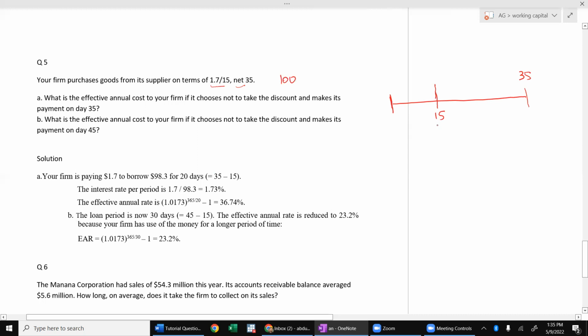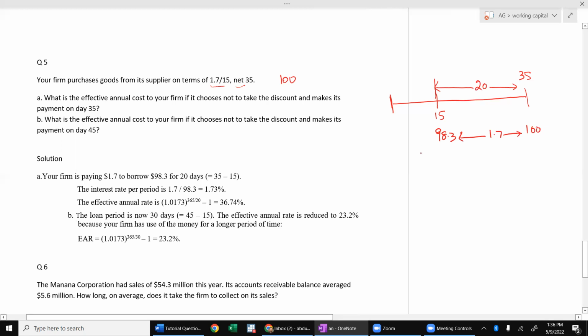So if we pay on the 15th day, we are going to pay 98.3. If we pay on the 35th day, we are going to pay 100. So again, the total difference is 1.7. But the time period is different here. It is 20. Previously, it was 15. Now it is 20. So we need to again convert to the effective annual rate for this period.